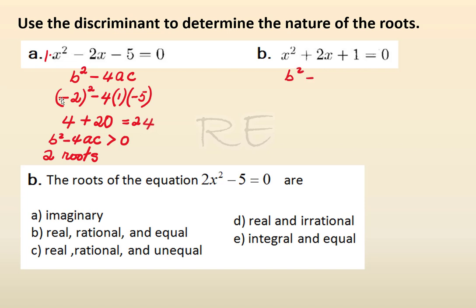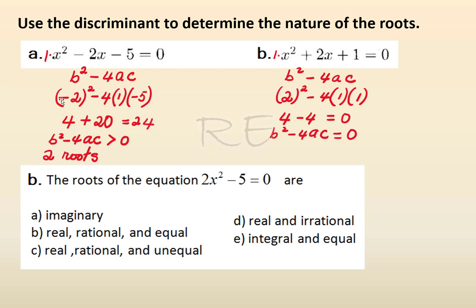X squared plus 2x plus 1 is equal to 0. B squared minus 4ac will be 2 squared minus 4 times 1 times 1. It'll be 4 minus 4, which is 0. So b squared minus 4ac is equal to 0. Therefore, we have a double root, or two equal solutions. By the way, x squared plus 2x plus 1 is a perfect square. It's x plus 1 squared.